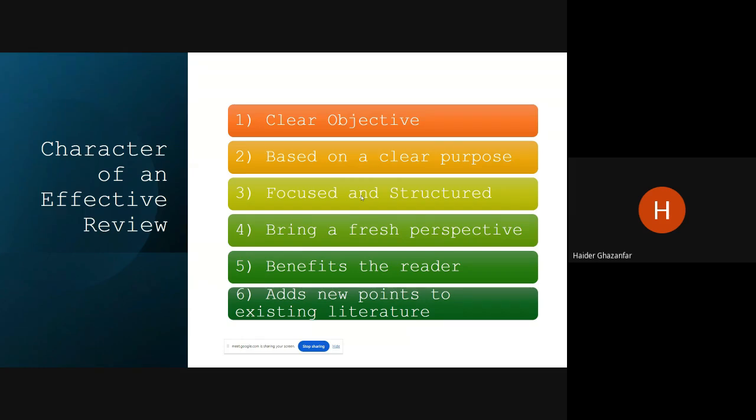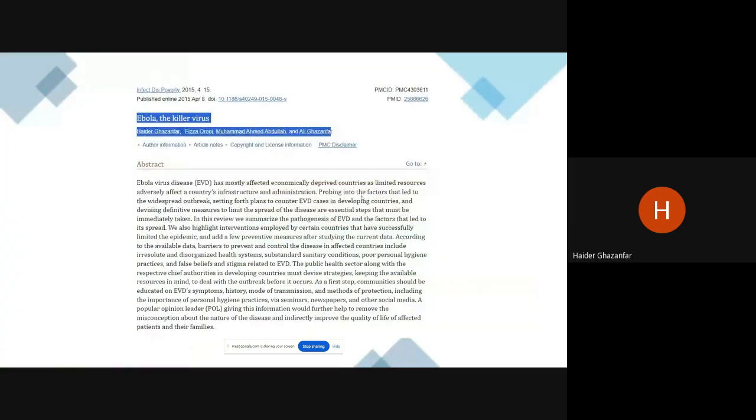So you just focus on a very small part of that topic, and that way you'll be able to review all the articles, and you don't have to do 200, 300, or 400 articles for that one particular review article. It should benefit the reader, and it should add a new point to existing literature. So whenever you're writing a review article, just make sure you have these 6 points in mind.